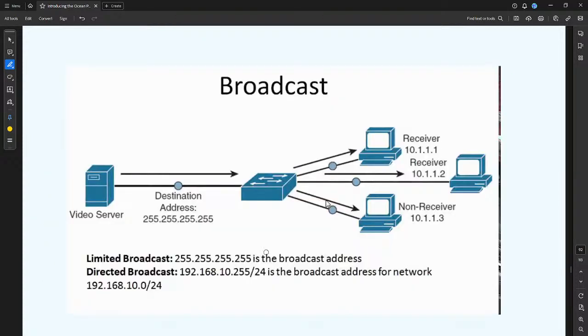So this is an example of a broadcast message. You can see the broadcast coming from the video server. The destination address is 255, so every bit in these octets is turned on. You can see, when we talked about IP addresses, everyone is receiving on the network.